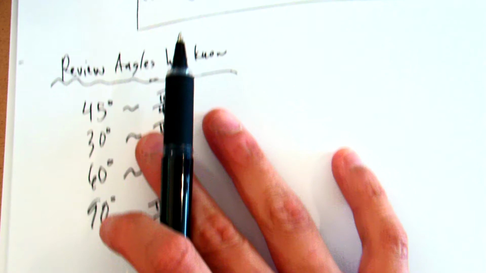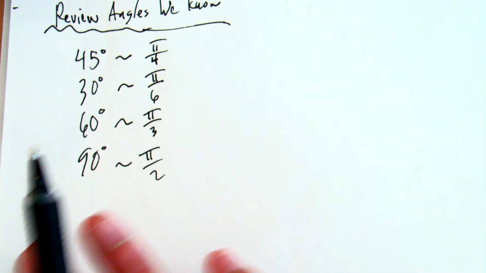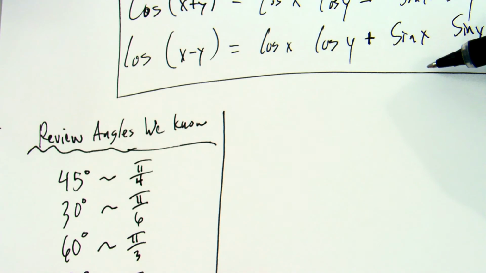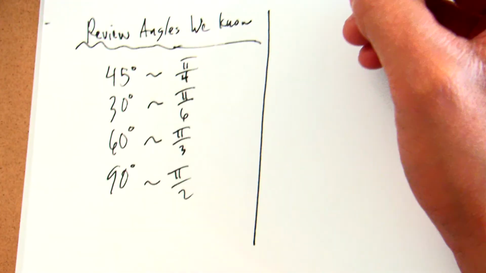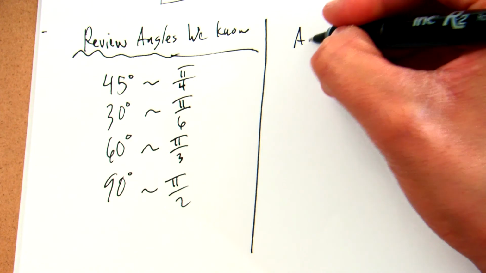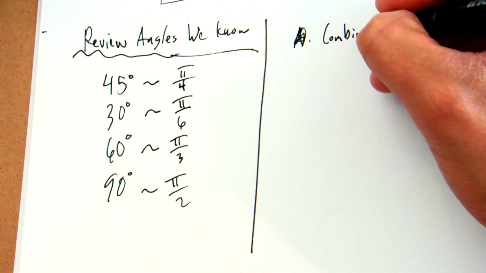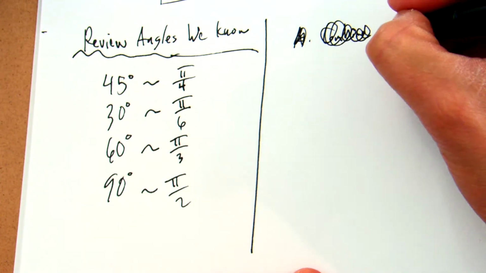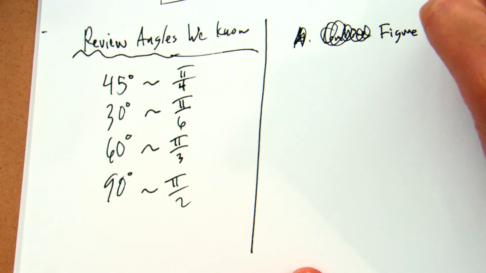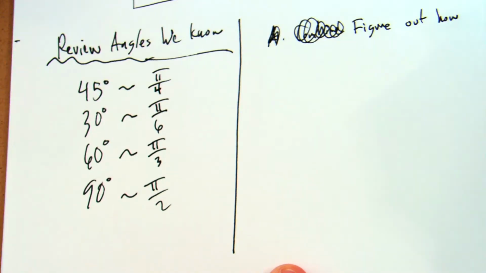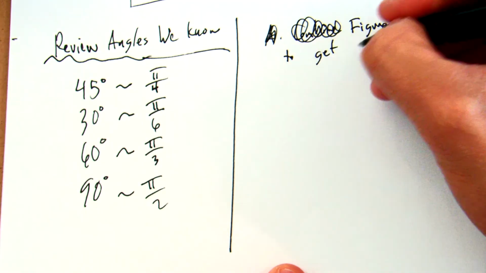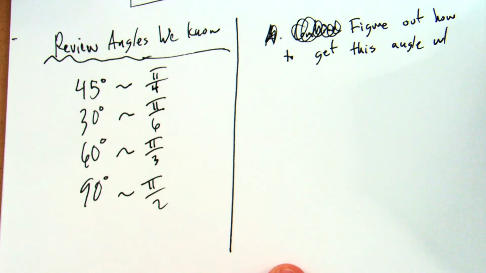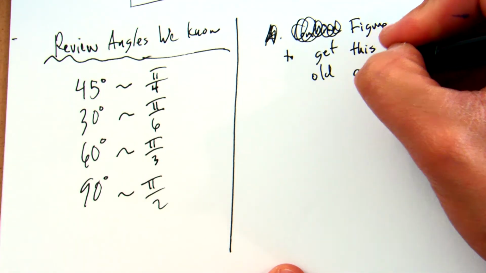What we're going to do, part of what we're going to do today requires our prior knowledge here. So what we're going to do now, and the whole point of doing this is to build up to why we need these here. I would like you to figure out how to get this angle with old angles, with angles we know.